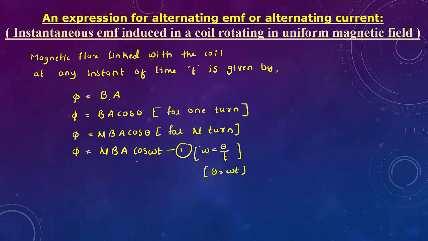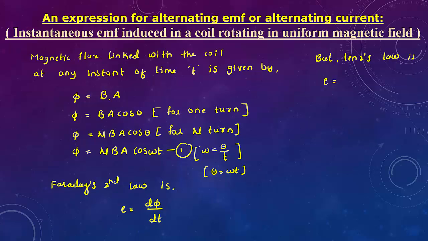Now I am going to use Faraday's second law. Faraday's second law is E equal to d phi divided by dt. This gives only the magnitude. But according to Lenz's law, E equal to minus d phi divided by dt, because Lenz's law gives the polarity of the induced EMF.